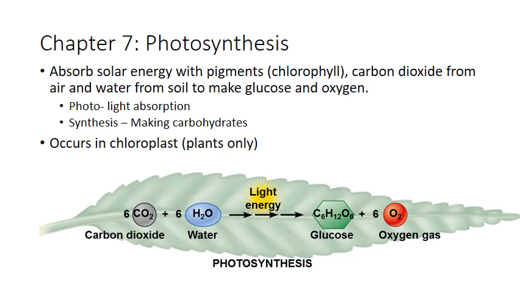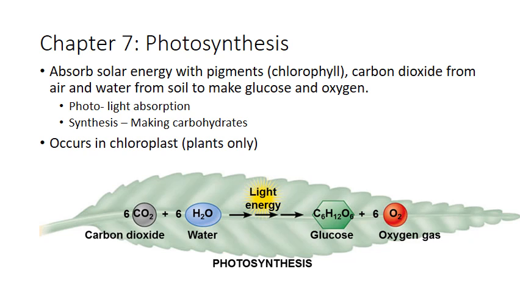Okay, on to chapter 7. Hopefully this is one of the most familiar ones in your mind. Just to break down the term photosynthesis: photo is like light absorption, and synthesis is like making carbohydrates. So photosynthesis, big picture, is using the absorption of light to make carbohydrates.